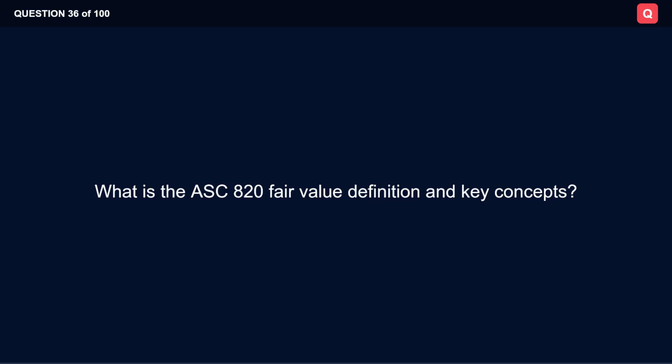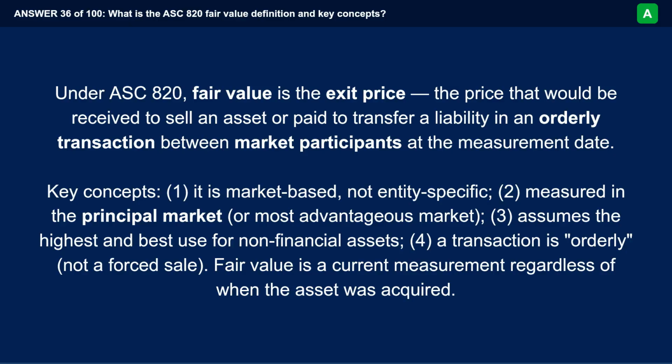What is the ASC 820 fair value definition and key concepts? Under ASC 820, fair value is the exit price, the price that would be received to sell an asset or paid to transfer a liability in an orderly transaction between market participants at the measurement date. Key concepts: 1. It is market-based, not entity-specific. 2. Measured in the principal market or most advantageous market. 3. Assumes the highest and best use for non-financial assets. 4. A transaction is orderly, not a forced sale. Fair value is a current measurement regardless of when the asset was acquired.